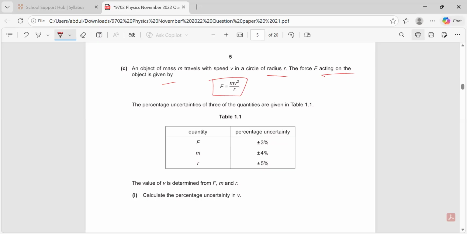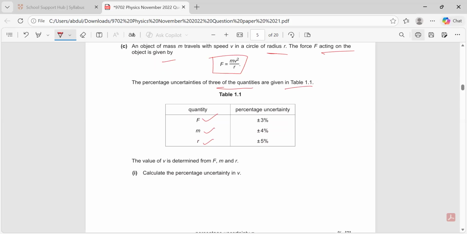The percentage uncertainty of the three quantities are given in the table. For force, it is plus minus 3%. For mass, plus minus 4%, and for radius, plus minus 5%. The value of v is determined from F, m, and r. Calculate the percentage uncertainty in v.